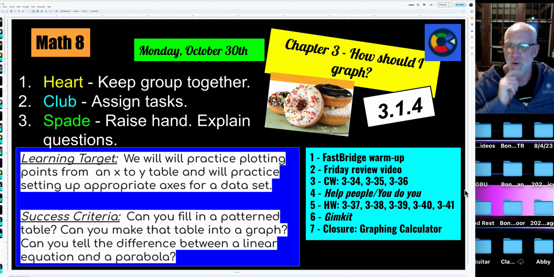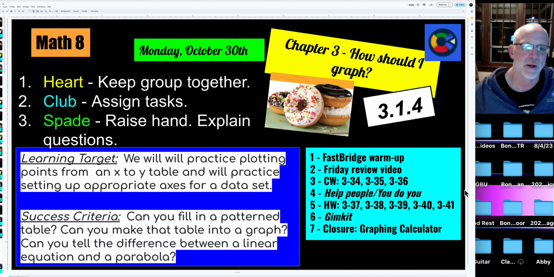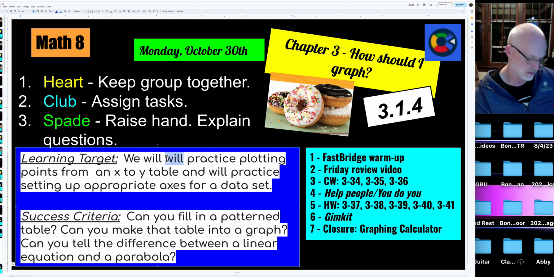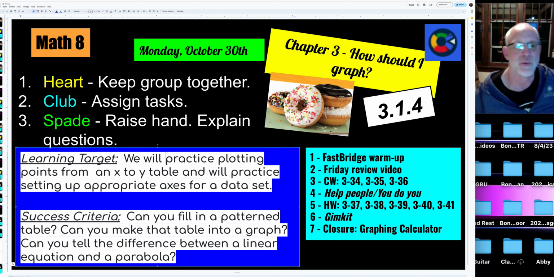What we're talking about today is 3.1.4 and how should I graph. So our learning targets for today, we will practice plotting points from an X to a Y table, and we'll practice setting up appropriate axes for a data set. Basically, we take information from a table, can you put it onto a graph, and then can you make sure that the axes X and Y make sense?